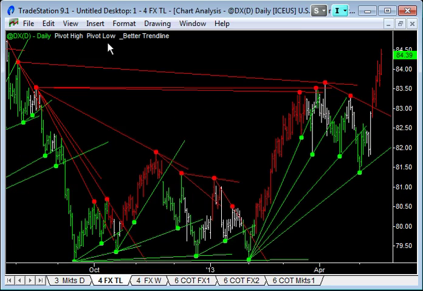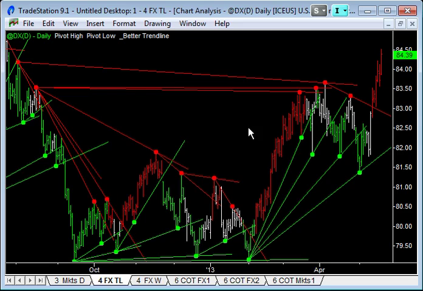Now, better trend line shows trend breaks and consolidation periods. Consolidation periods are white bars here, and that's where we get rising and falling trend lines, and the market's waiting to break out into either an uptrend or a downtrend. Uptrends are marked in red, downtrends are marked in green. A convention I adopted years ago and have never changed, so it's not to everybody's taste, but that's what I tend to use in better trend line.